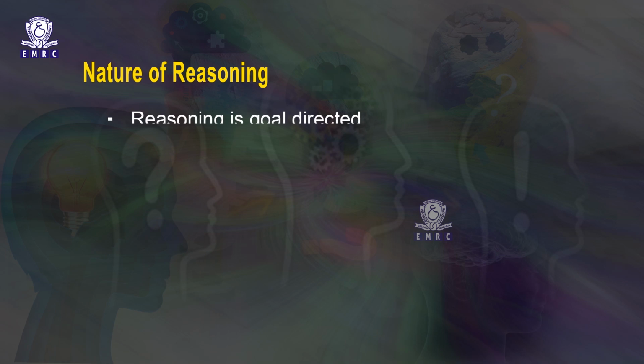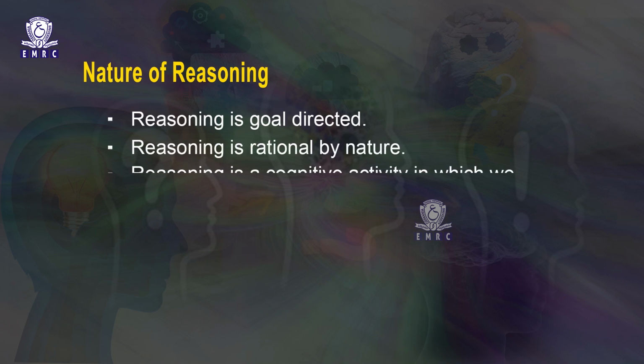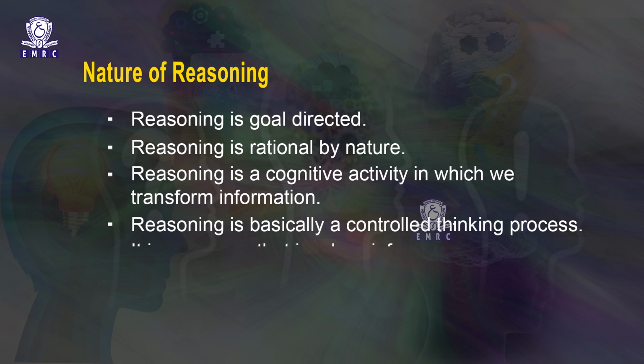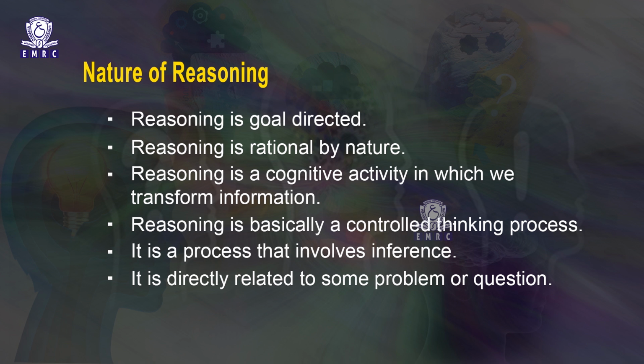The nature of reasoning includes the following. The first is reasoning is goal directed, and then reasoning is rational by nature, and reasoning is a cognitive activity in which we transform information. Reasoning is basically a controlled thinking process. It is also a process that involves inference, and it is directly related to some problem or question.